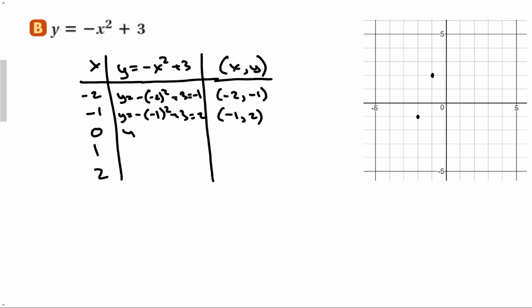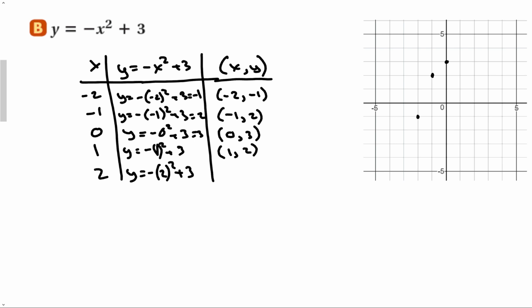If I plug in 0, that's pretty easy. We get -0 squared plus 3, which is 3. And then put a little dot. And then 1 and 2 are going to be similar to the first ones. They'll be negative 1 squared plus 3. And of course, we're squaring the 1 first, so it gives me positive 1. Make the answer negative. Exponents come first, and we get 1, 2. And for this one, we're going to get negative 2 squared plus 3. It's going to give me the same answers as before.